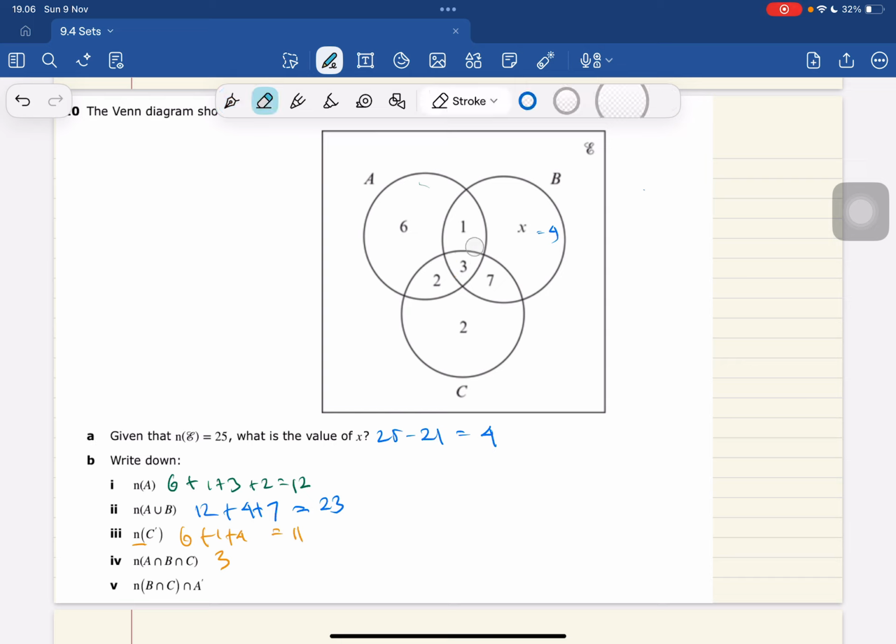Next, look at here. B intersection with C and intersection with not A. Yeah, of course, not with A. Not this circle. So only these two circles. So the intersection is 7.